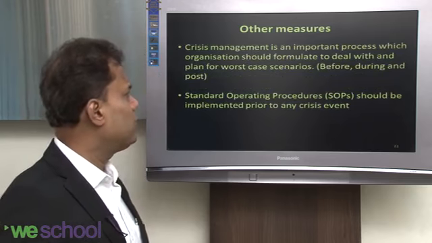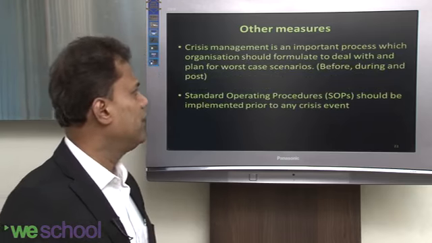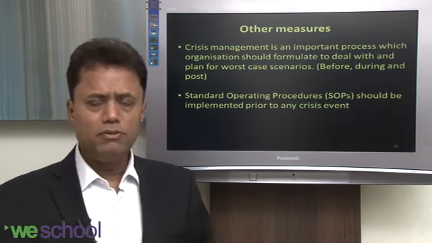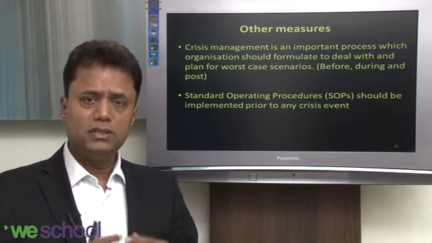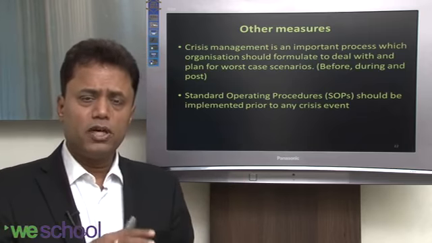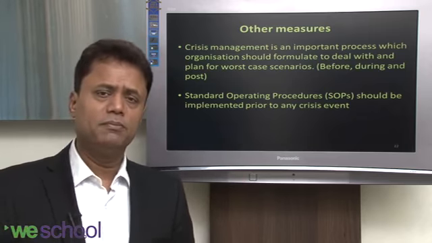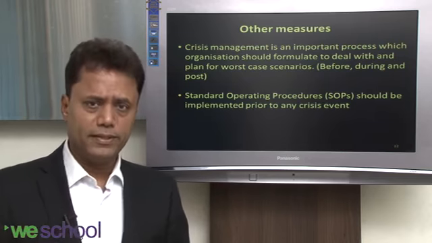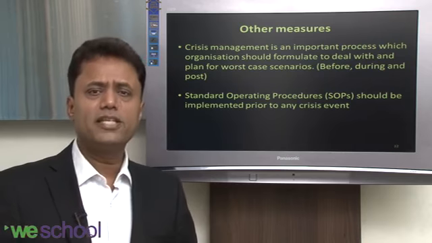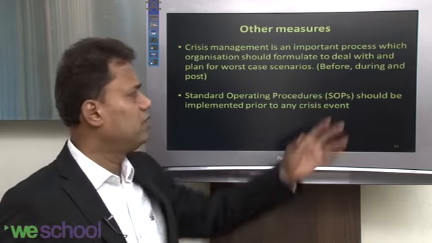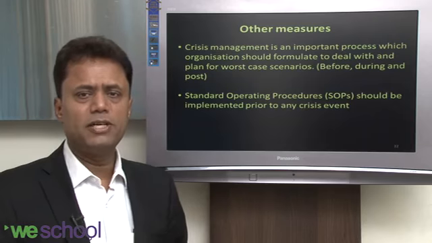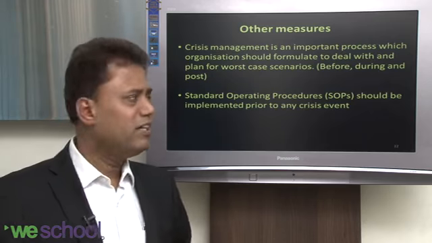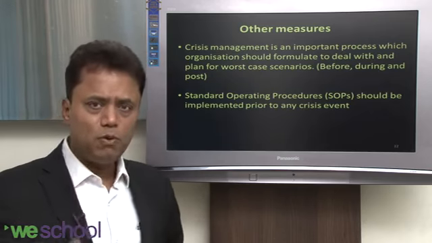Crisis management is an important process by which organizations should formulate and plan for worst case scenarios. Before, if there is a flood and the data center is down, are you able to access all your applications from the disaster recovery side, the DR side, and thereby is business continuity achieved? What kind of safety and security measures will you be taking before the event happens, during the event, and post event?